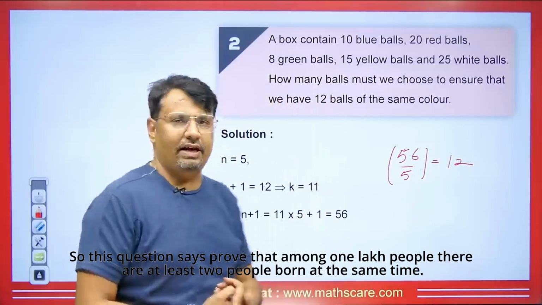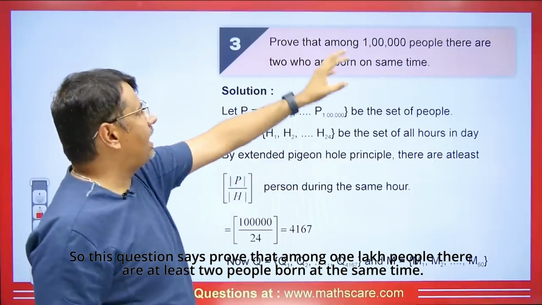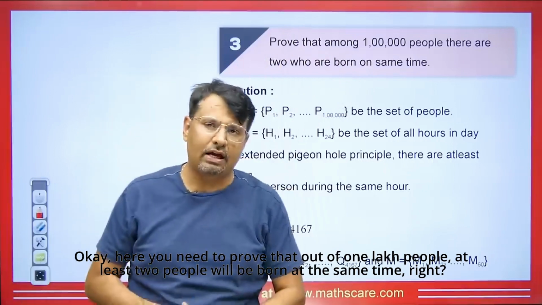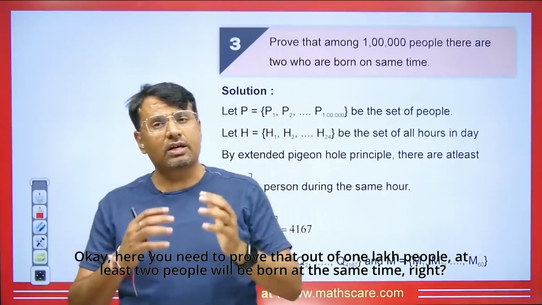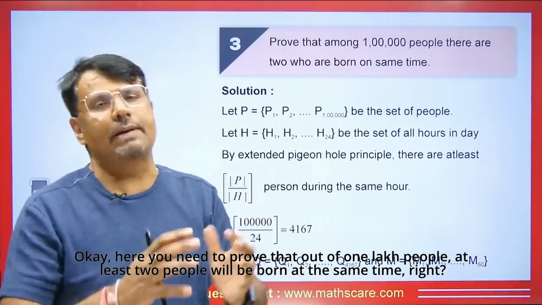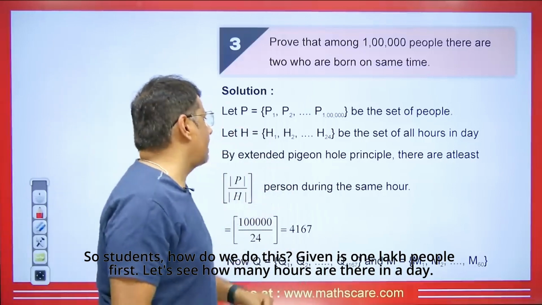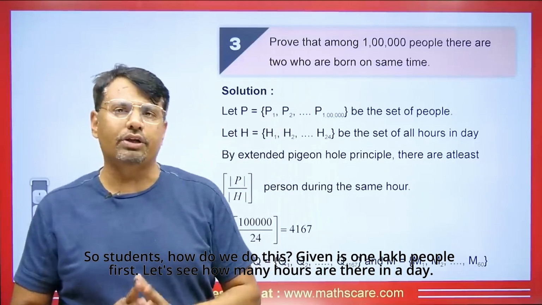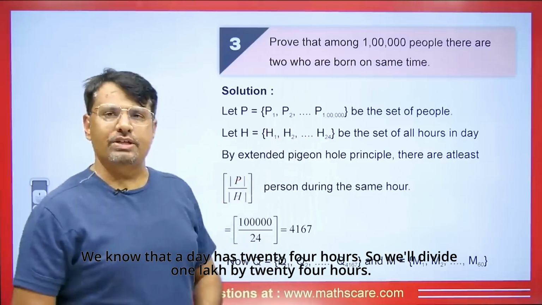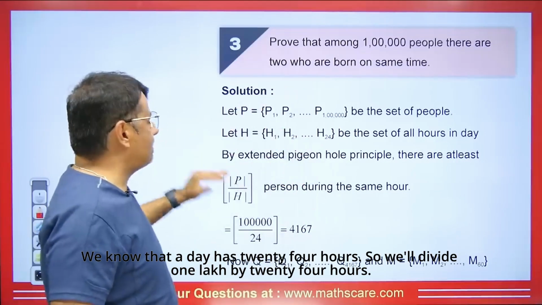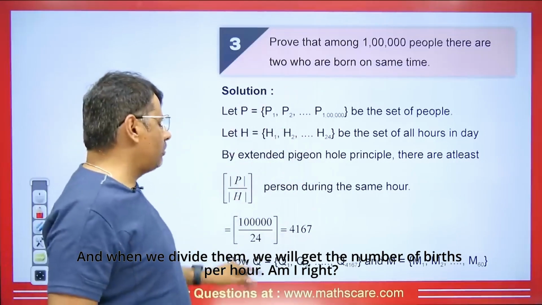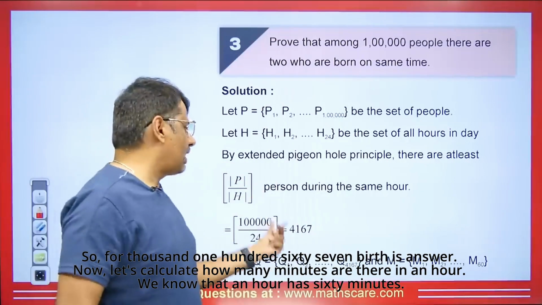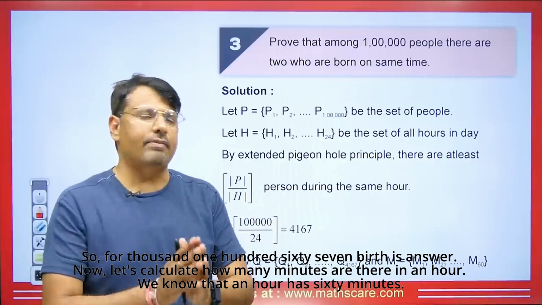Is this clear? This question says prove that among 1 lakh people there are at least 2 people born at the same time. Here you need to prove that out of 1 lakh people, at least 2 people will be born at the same time, right? So students, how do we do this? Given are 1 lakh people. First let's see how many hours there are in a day. We know that a day has 24 hours. So we'll divide 1 lakh by 24 hours, and when we divide, we will get the number of births per hour. Am I right? So 4,167 births is the answer.